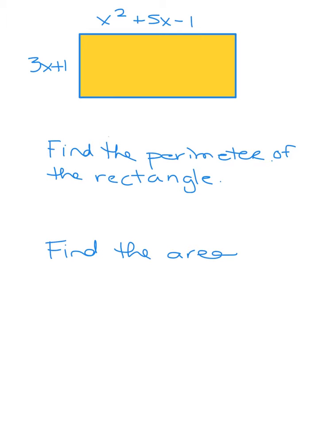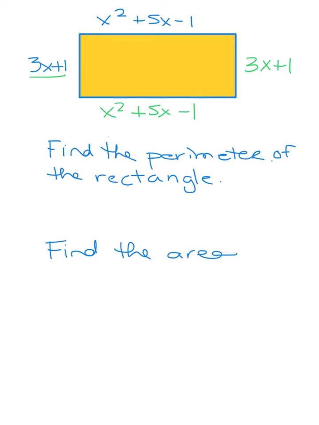So because of that, I know the left-hand side is 3x plus 1, so I can write that on the other side, 3x plus 1. So I found my width, so now I'm going to look at my length. So I have x squared plus 5x minus 1. I know when dealing with a perimeter, I need to add up all the sides, so I could write it out as a big long addition problem, but at this point I think it's just as easy to add up the terms one at a time.